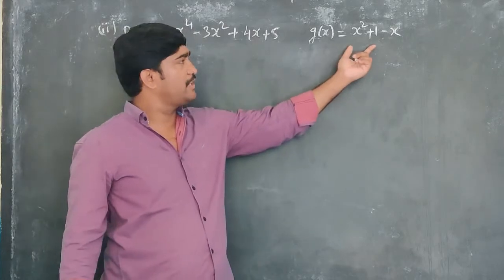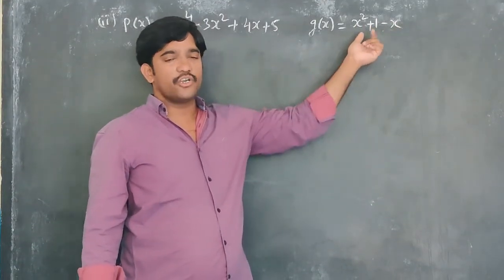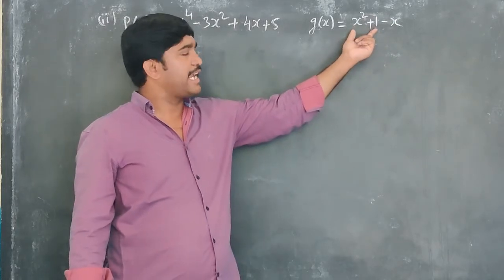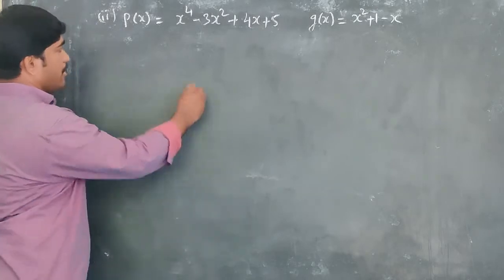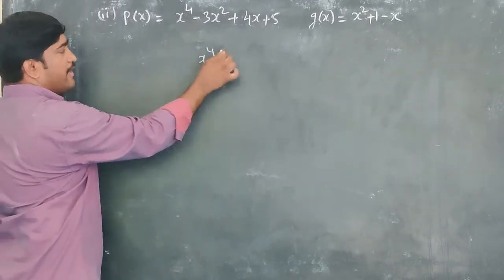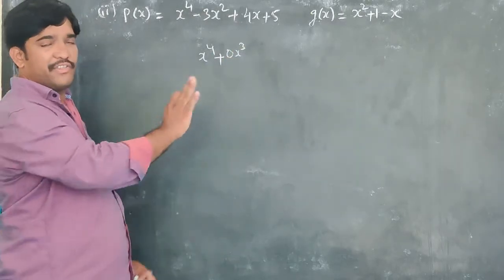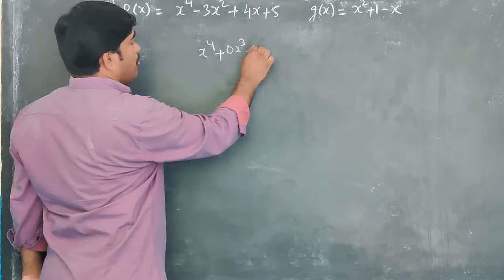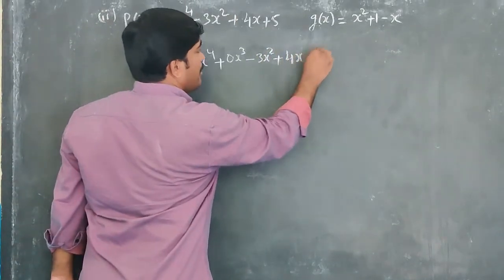And similarly, for the divisor, x square, constant and x is given. So this is not in the descending powers of x. So I will write this when solving in the descending powers of x. Now what is the given? X power 4. Here the x cube term is not given, so I write that as 0 x cube. Whatever term is not given, write it with 0 as that x coefficient. Now minus 3x square plus 4x plus 5.